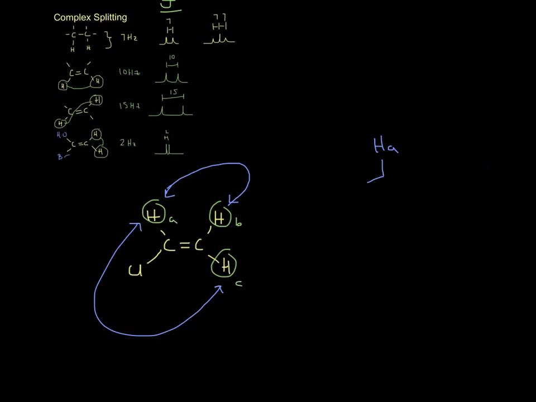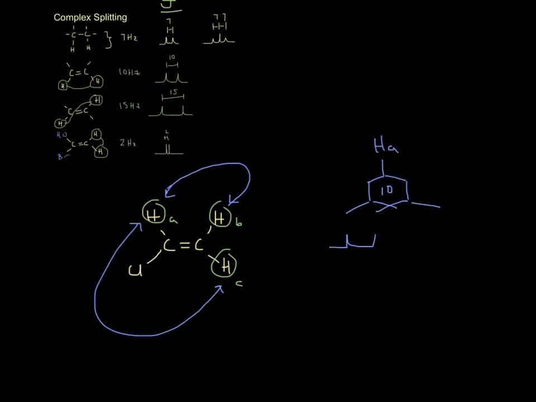It's going to split it into a doublet. A and B, which we see right up here, are cis to each other on a double bond. That'll give us a splitting of 10 hertz. So at that point we would expect it to be a doublet. But also, A is going to be split by C. The splitting there is going to be 15 hertz. So each of those is going to be split by 15 as well.